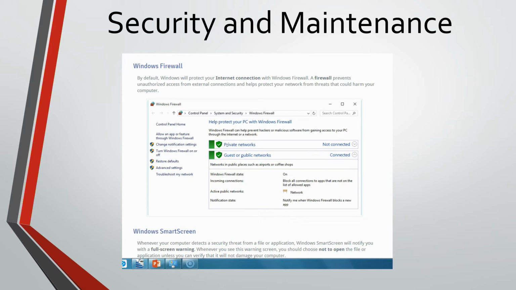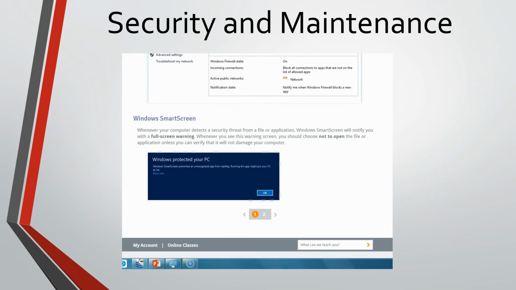So by default, Windows will protect your internet connection with Windows Firewall. A firewall prevents unauthorized access from external connections and helps protect your network from threats that could harm your computer. So you can see here they've accessed this through the control panel, system and security, and then Windows Firewall. So they're able to turn that feature on and off and things along those lines. And you also have other options that are within that. So I would recommend going ahead and taking a look at all of that.